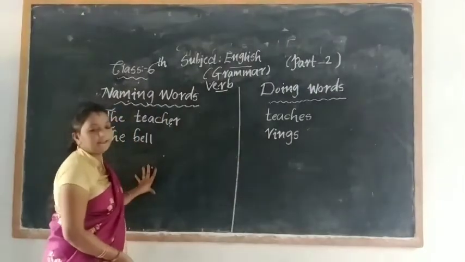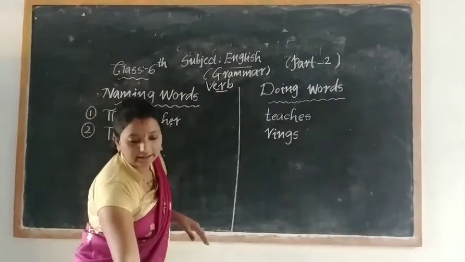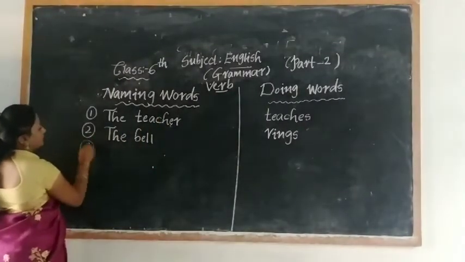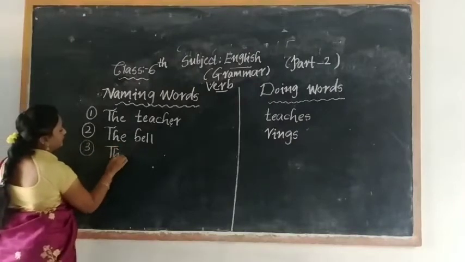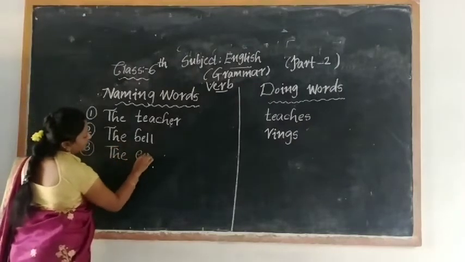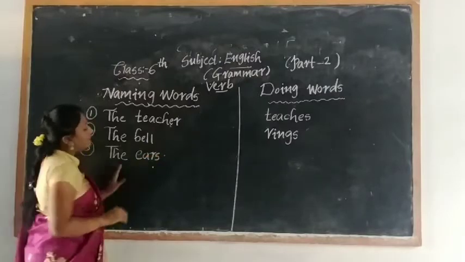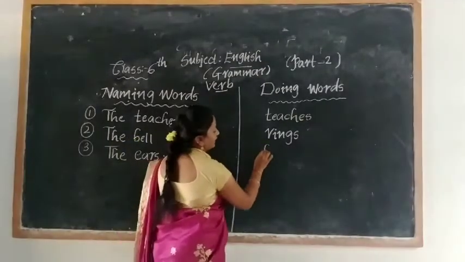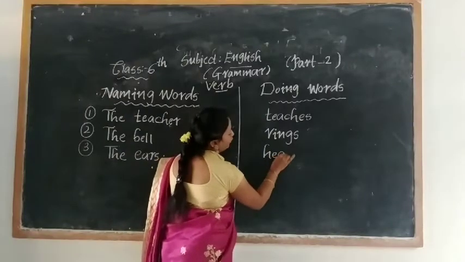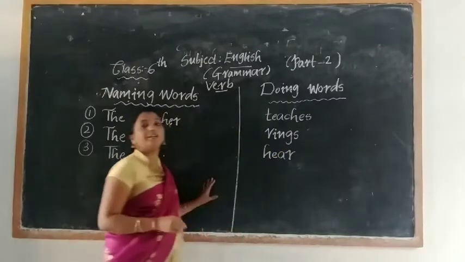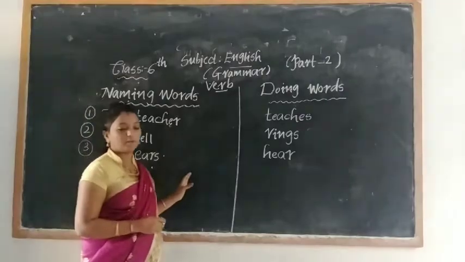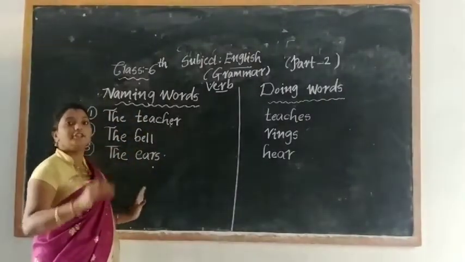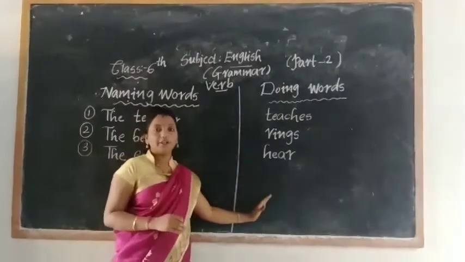Next we can see the ears. It is a part of the body. The ears, what will it do? Hear. Hear is a doing word. Next one more. A few more examples I will do just in the naming words. You have to write the doing words.